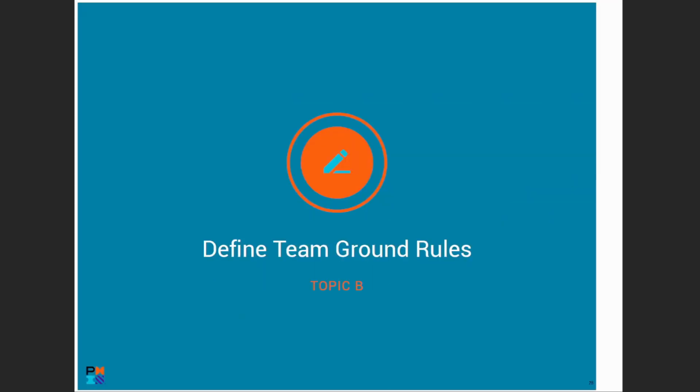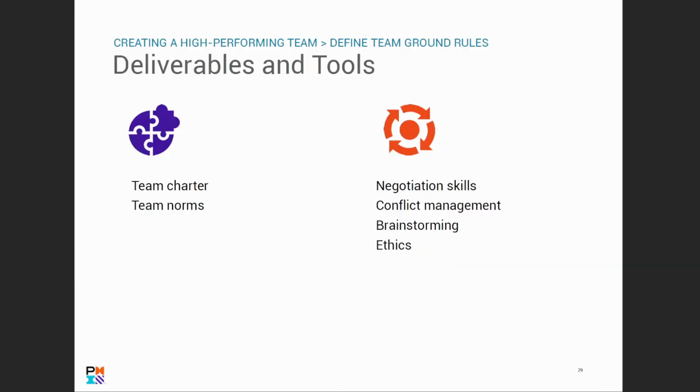So next on topic B, which is define team ground rules. Here we have two deliverables, which are team charter and team norms, and the tools that you use to provide these deliverables are negotiation skills, conflict management, brainstorming, and ethics.